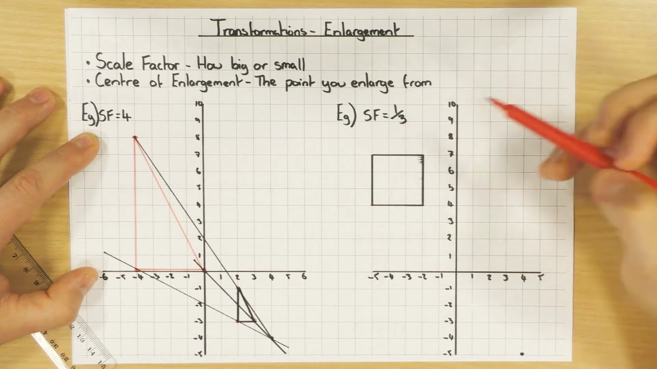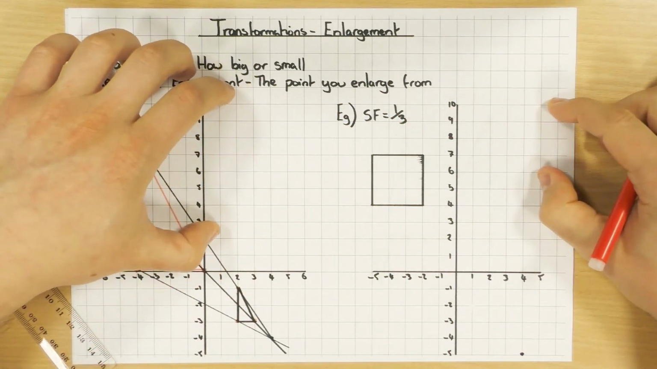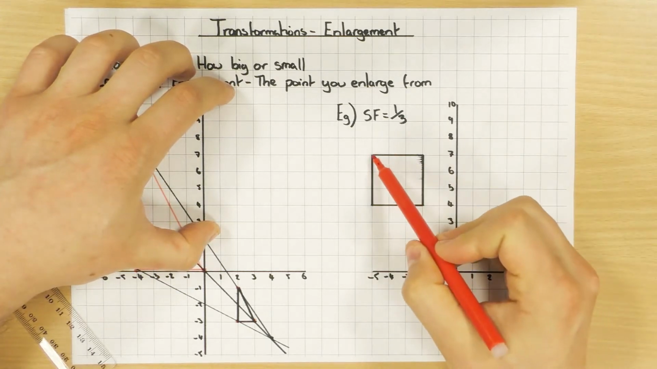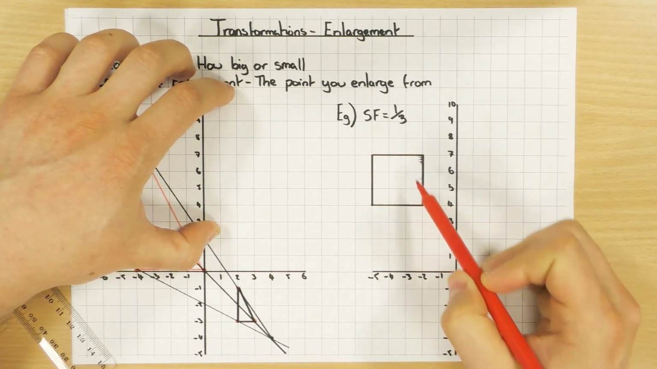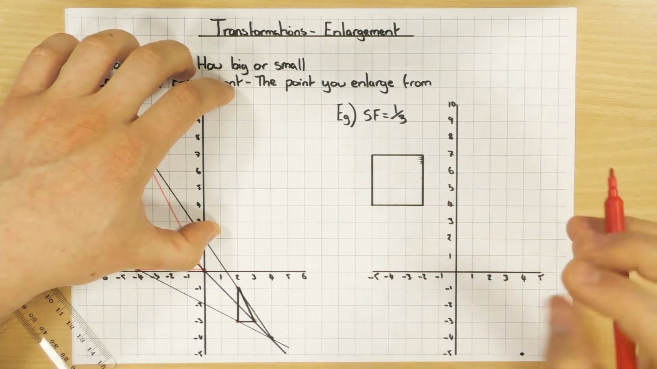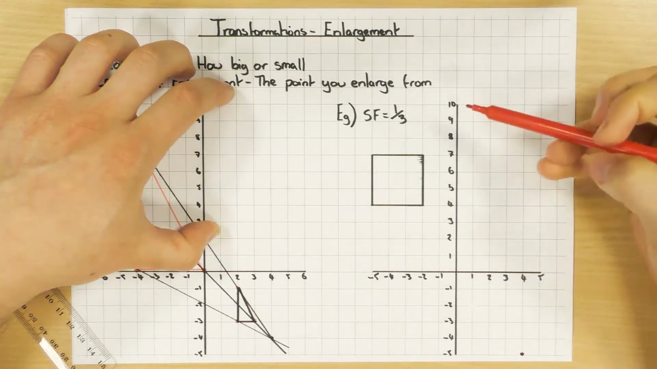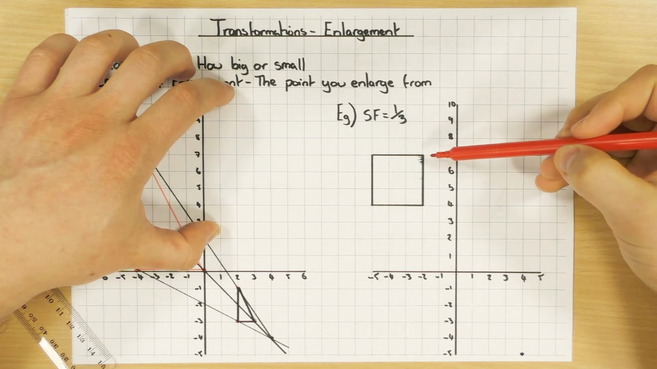In this case, I've got a scale factor of 1/3, which means the shape gets 3 times smaller. So if we have a look at the shape now, it's a 3 by 3 square, in which case if it gets 3 times smaller, it's obviously going to be a 1 by 1 square. So I know what it's going to look like, but there's my centre of enlargement. So the best way to do this is, again, to count the squares.